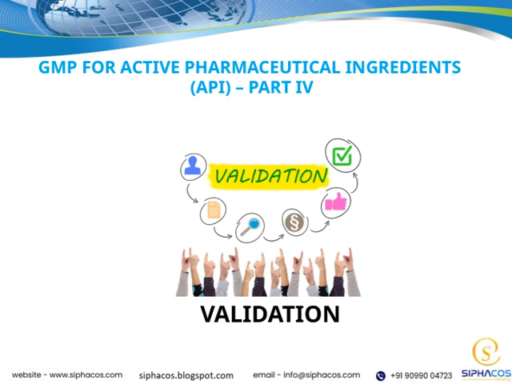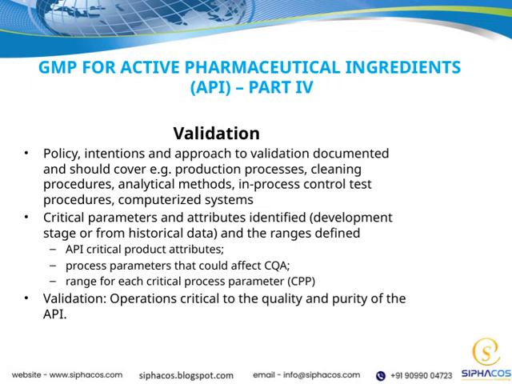So, throughout this section, we'll explore the key validation steps, from process validation to cleaning validation, and discuss how they fit into the broader GMP framework to support product quality and regulatory compliance. Let's talk about validation. First, it's crucial that the policy, intentions, and approach to validation are well documented. This documentation should cover key areas such as production processes, cleaning procedures, analytical methods, in-process control test procedures, and computerized systems. By doing this, we ensure everything is transparent and standardized.